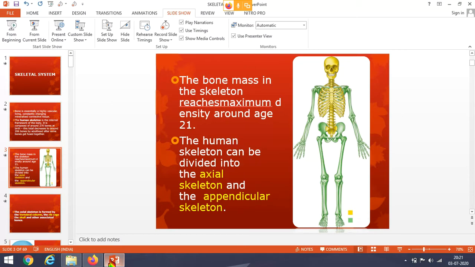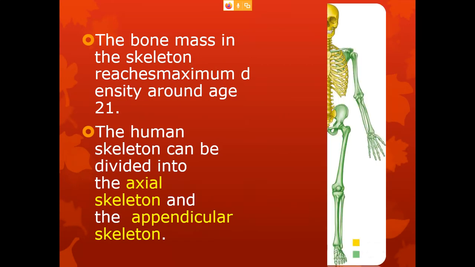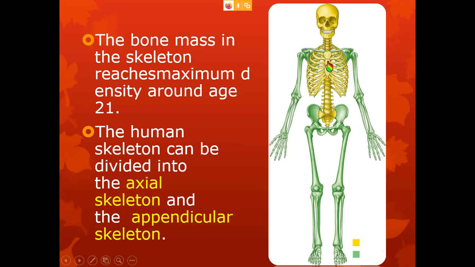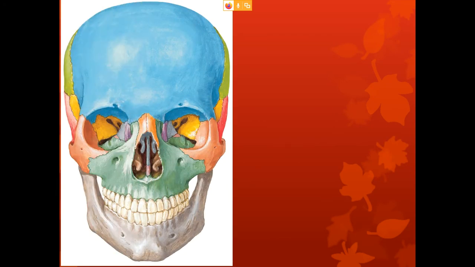Coming to the axial and appendicular skeleton, as we have been discussing these two parts of the skeleton. In this image we are seeing the skeleton. At the midpoint you can identify the skull, then the vertebral column, sternum, ribs. The bones which are present at the midline come under the axial skeleton. The lateral part of the skeleton is the appendicular skeleton. In the appendicular skeleton we can identify the bones of the upper limb and bones of the lower limb. Then coming to the axial skeleton, let me show you what bones we can identify in it.